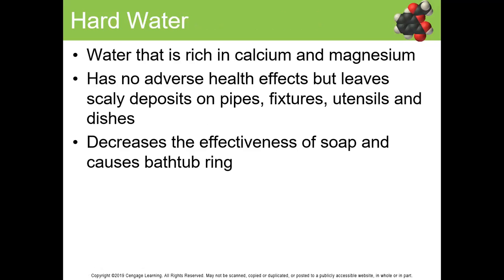So if you've ever been told that you have hard water, that means that your water is rich in calcium and magnesium. Now, this isn't going to cause any health effects for you, but it's not pretty, right? When you've got your fine china or your fancy silverware sitting out and it's got scaly deposits on it, you might not like that so much. It also can make your dishwasher not be so effective. It can make your bathtub get a ring on it. All of those are not pretty to look at, but it's not going to hurt you.